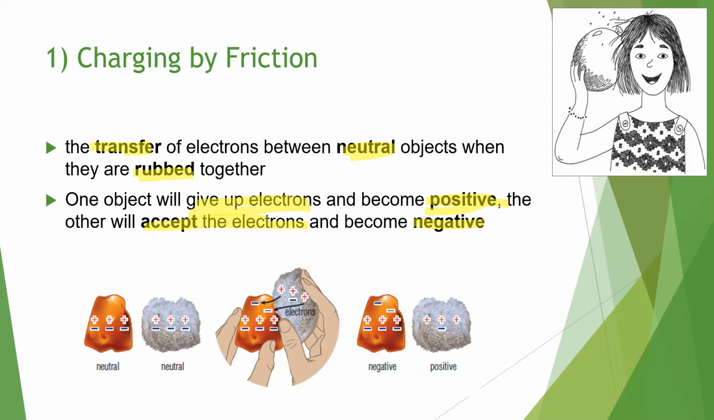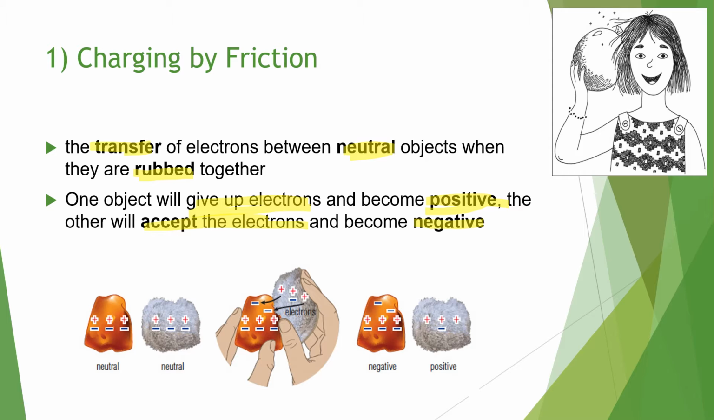Okay, so the object that's going to give away the electrons, that means it's giving away the negative charges, and it's ultimately going to have more positive charges. So that's why that object will become positively charged. The other will accept the electrons. Okay, so that object will have more negative charges, and because of that, it will ultimately become negatively charged.